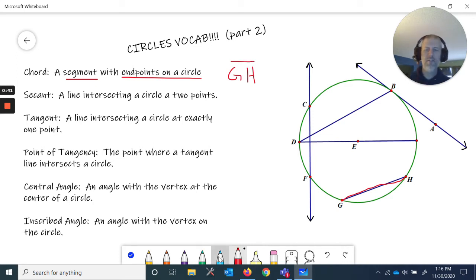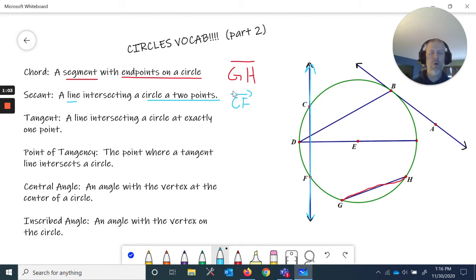A secant is a line intersecting a circle at 2 points. And so the difference here, a chord is a segment, a secant is a line. So an example of a secant is this line CF. Put the arrows on it. So we're talking line CF is an example of a secant.